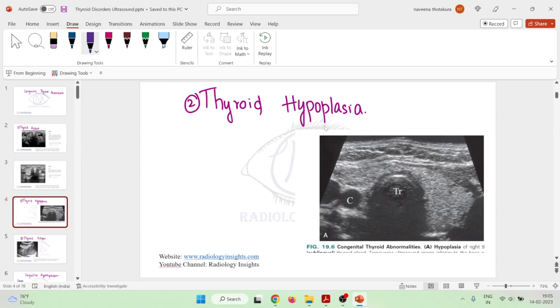In thyroid hypoplasia, varying degrees of thyroid gland may not be formed. That means either a small part. Here, if you see, the thyroid gland is formed only till here. That is one complete lobe of the thyroid gland along with the isthmus, and a part of the other lobe of thyroid gland is formed. But this part of thyroid gland is not formed. So this is the case of thyroid hypoplasia.